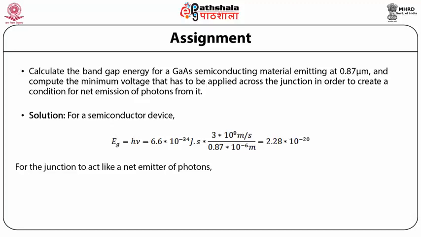And for the junction to act like a net emitter of photons, V has to be greater than or equal to hν/e, which is equal to 2.28 × 10^-20, the value which we have calculated above, divided by e, the electronic charge, 1.6 × 10^-19 coulomb, and the answer comes out to be 0.142 electron volt. So this much voltage we need to apply to create the net emission of photons from the given material, gallium arsenide.